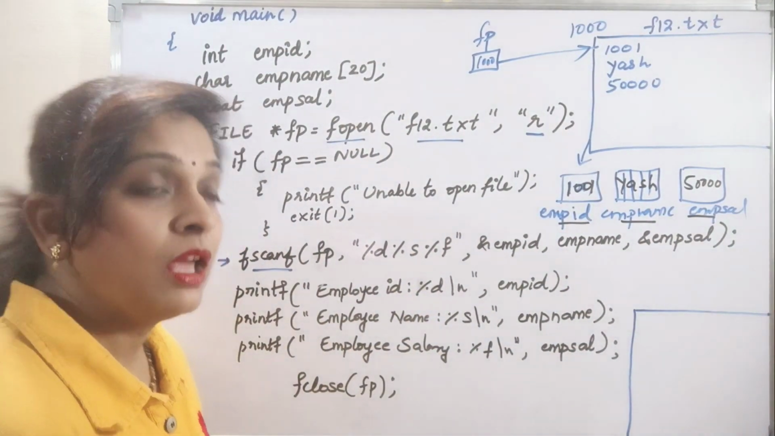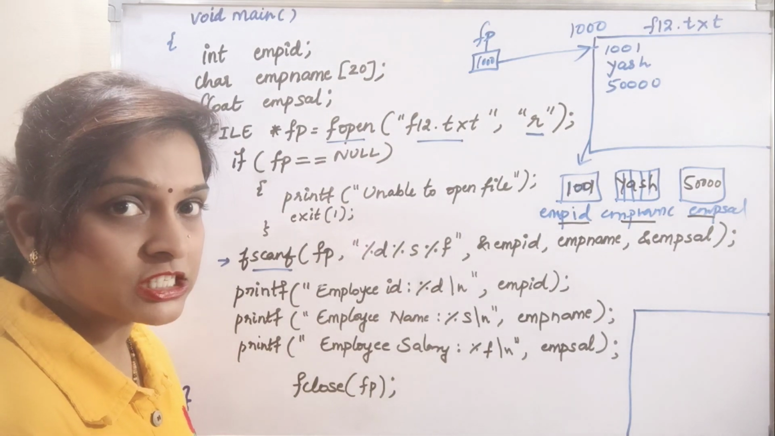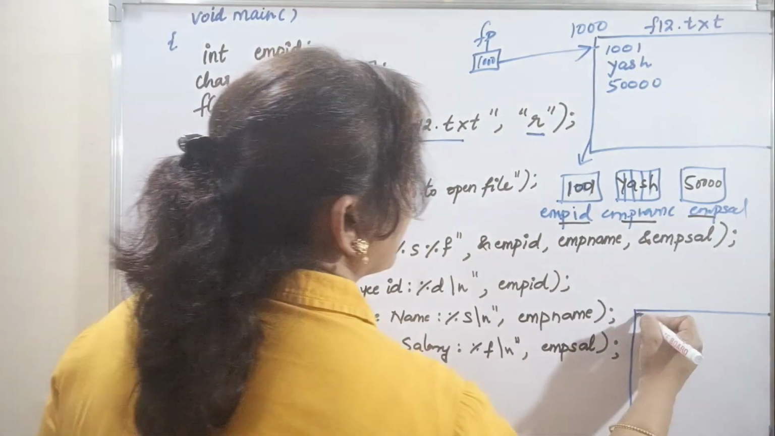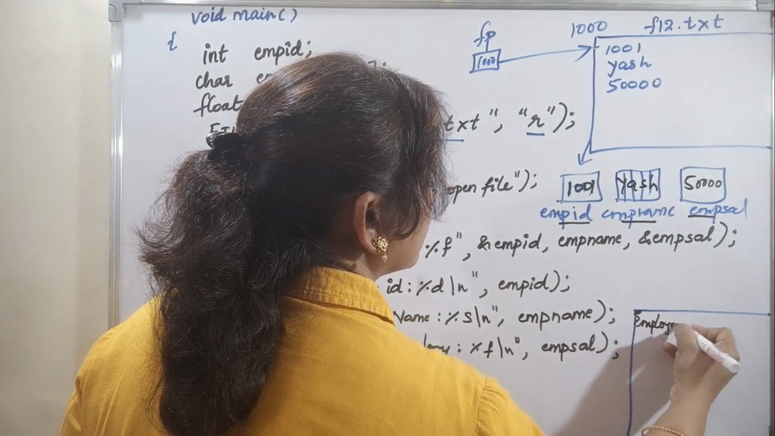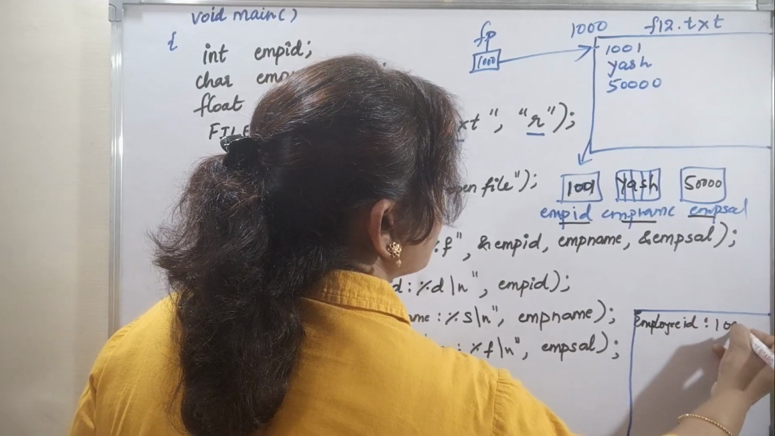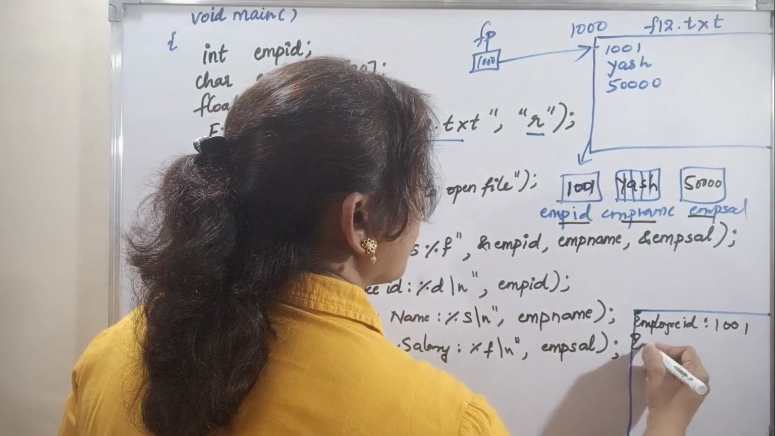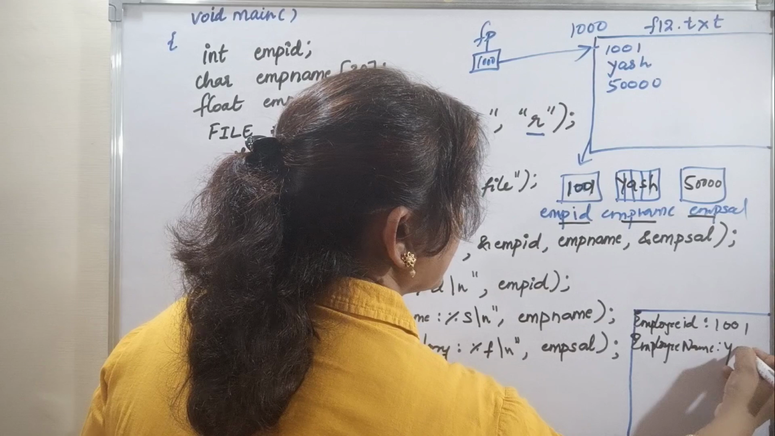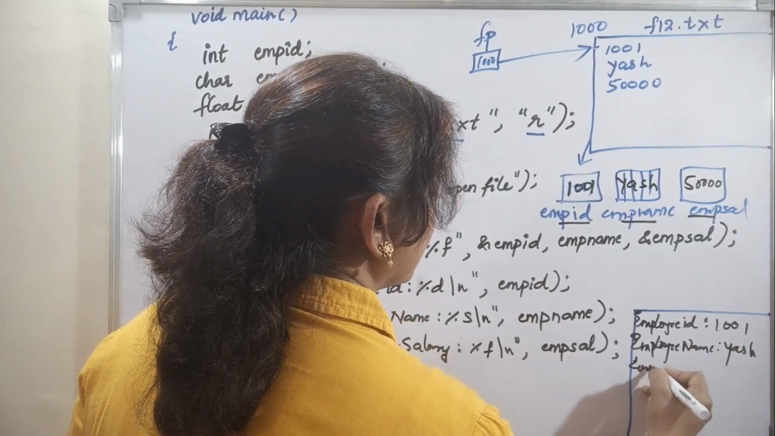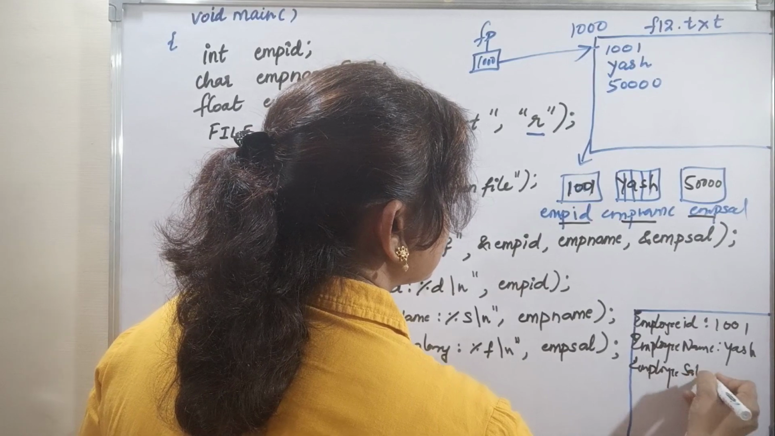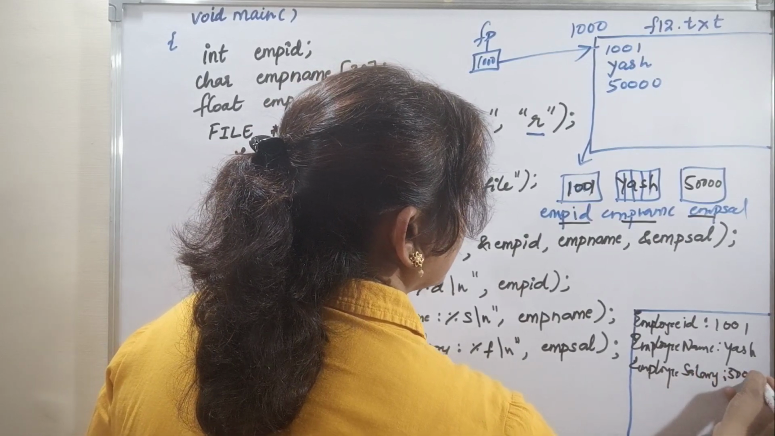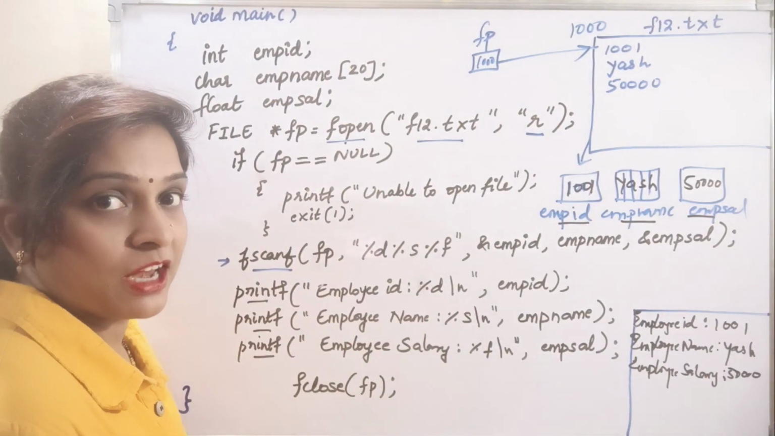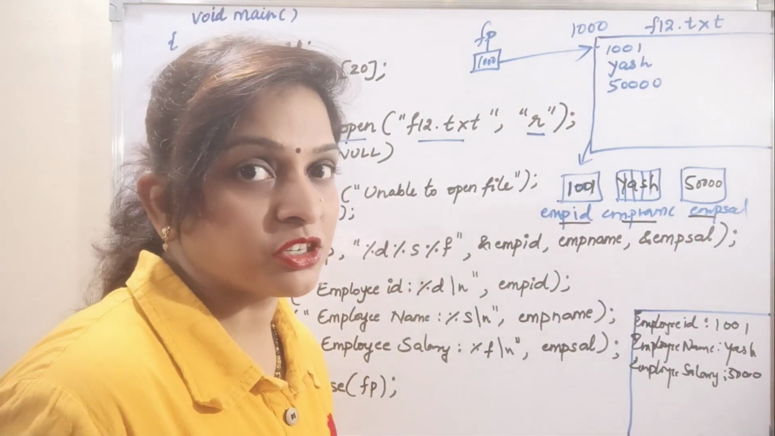And now what I should do is print that onto the console, that is the monitor, with a valid message, as usual with printf. I say printf employee ID, that is 1001 emp id, employee name, say Yash, then employee salary, that is 50,000. Close the file pointer. So that's all with fscanf. Very simple. So let us see the execution of this program.